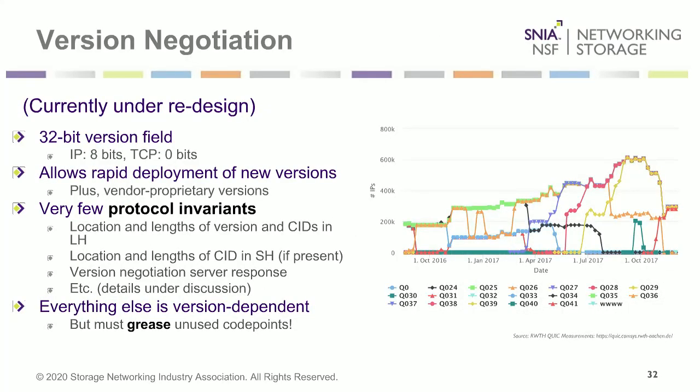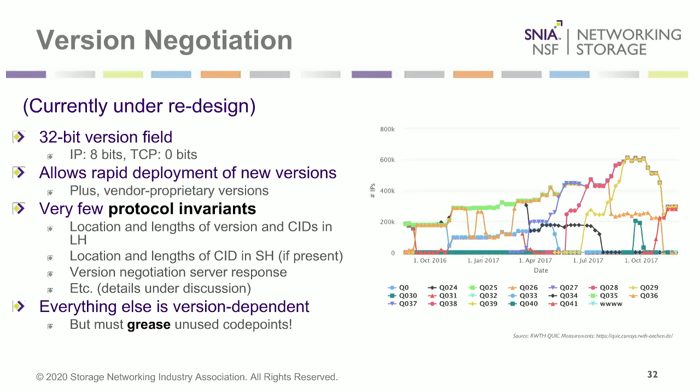QUIC has version negotiation. So we have a pretty wide version field, 32 bits, compared to IP, which had 8, and TCP, which has actually 0. So that really means that we don't have to worry about burning version numbers. We can rapidly change the QUIC version that we're using.